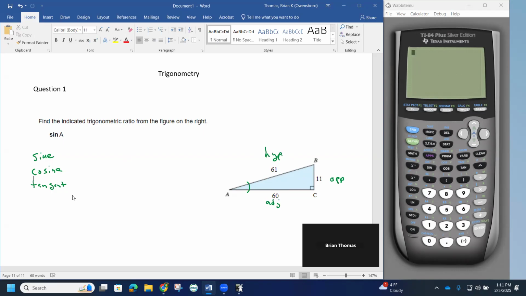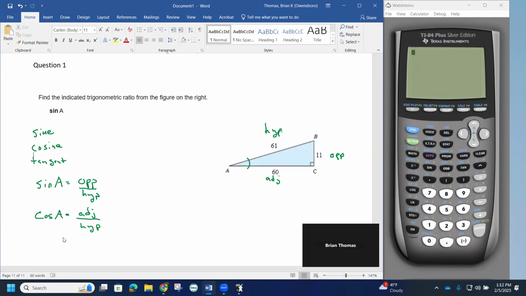So again, we have these three trig identities, and the sine of angle A is going to be defined by the opposite over the hypotenuse, I should say. The cosine of angle A would be the adjacent over the hypotenuse. The tangent of angle A, we use the abbreviation tan, is going to be equal to the ratio of the opposite over the adjacent.